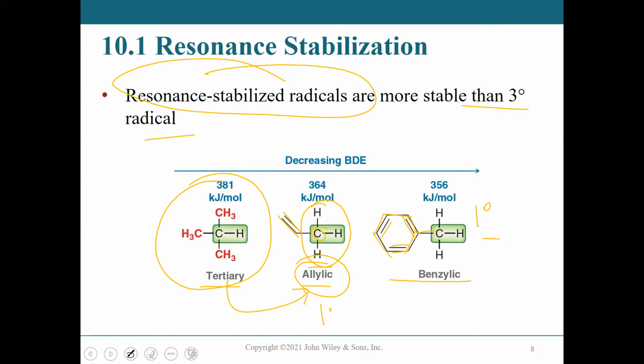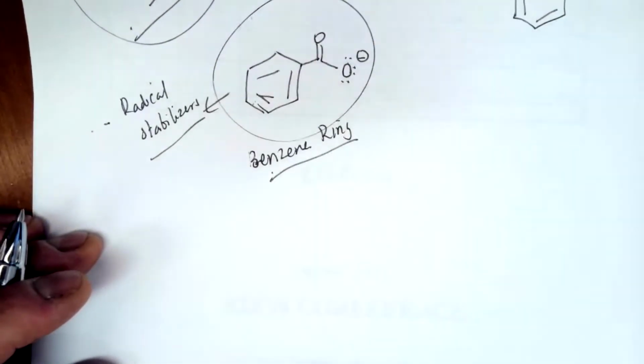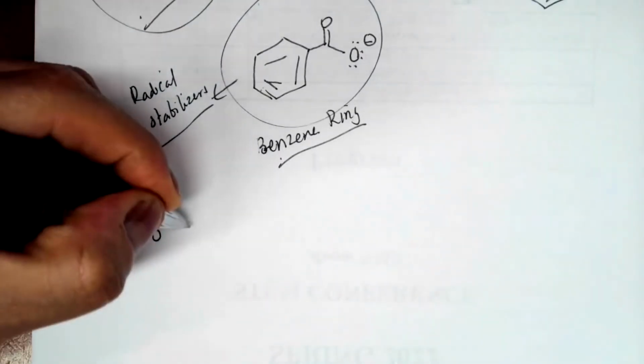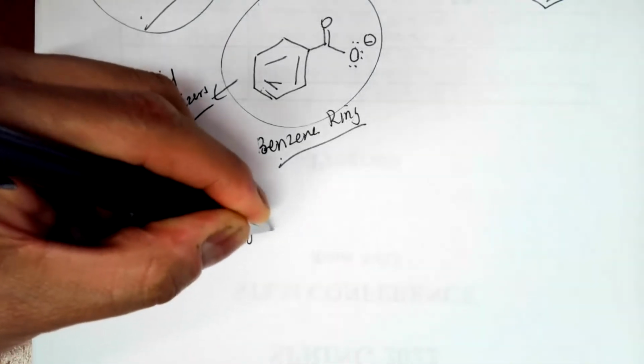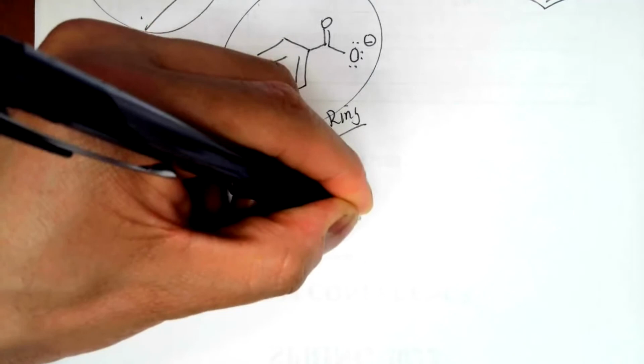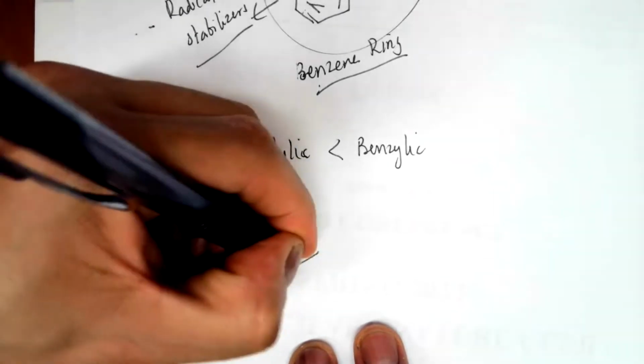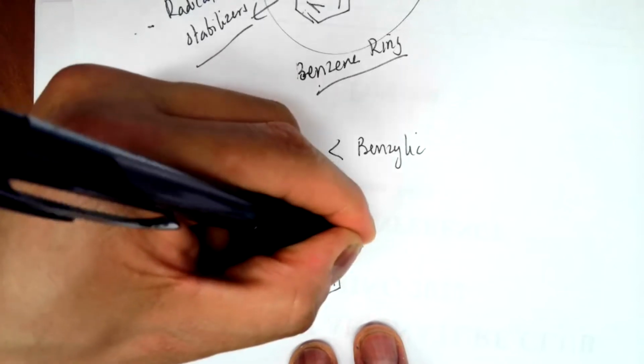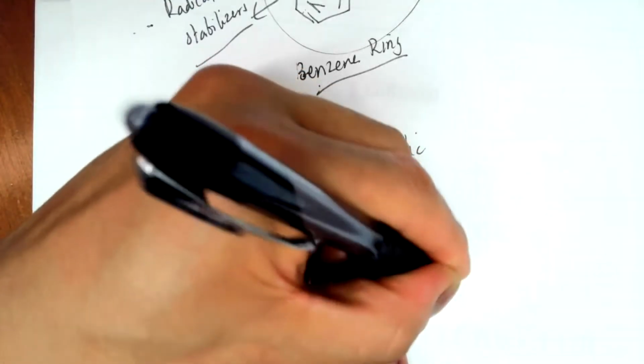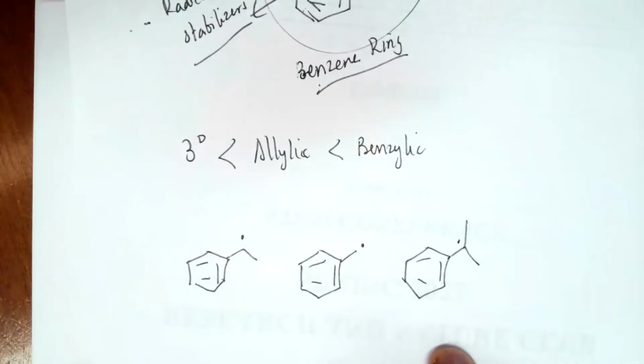Okay, so I want to be clear about this particular point. Oh, but I have another example, right? You guys know, I like to talk a lot and give you more examples. So tertiary radicals are less stable than allylic, less stable than benzylic. But even in benzylic, you can have a difference. So for example, if you ask me, oh, professor, which one is more stable? This one, or this one? Which of these 3?